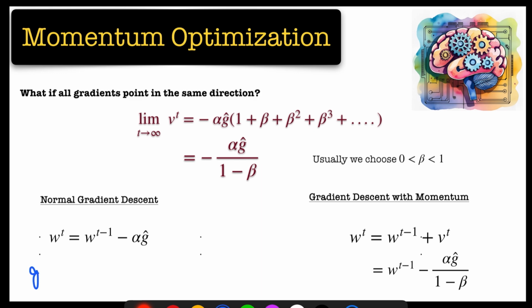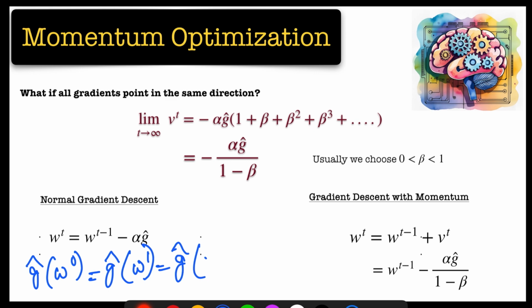So if the gradient is the same for multiple iterations, G hat W0 equals G hat W1 equals G hat W2 and so on, all let's say G hat, then even in that case, for normal gradient descent we'll just subtract alpha G hat from the previous weights, and that's how we update the weight. In case of gradient descent with momentum, Wt equals Wt minus 1 plus Vt, where Vt is minus alpha G hat divided by 1 minus beta.